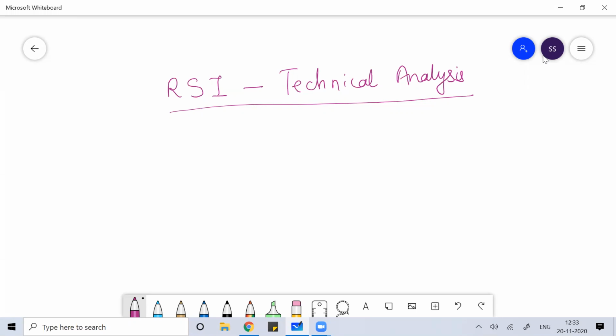One of the indicators or oscillators which is very famous is RSI. RSI stands for Relative Strength Index. I have already made a separate video on RSI. If you watch my playlist, you'll find there's already a video on RSI.